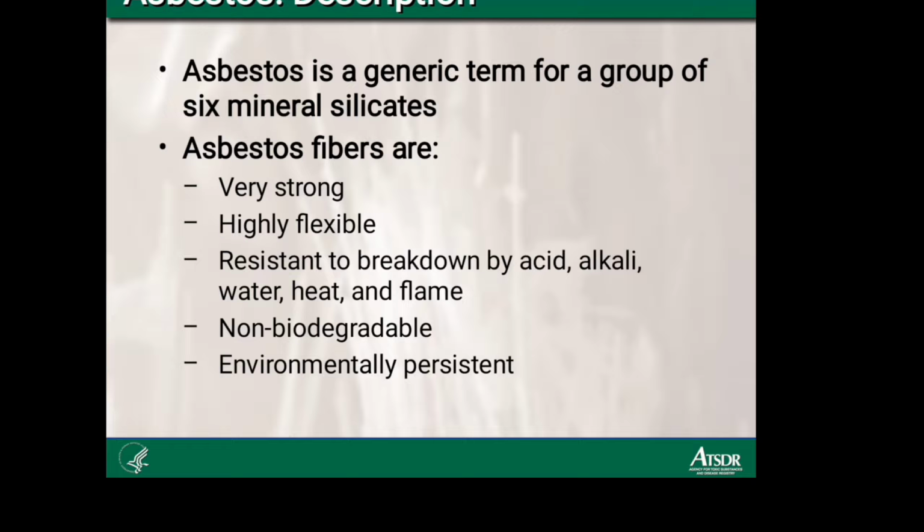So, asbestos is a generic term for a group of six mineral silicates. From here, we know that it is actually a mineral that originates from natural sources. So, we're gonna see asbestos fibers are very strong, highly flexible, and resistant to breakdown by acid, alkali, water, heat, and flame. Also, they are non-biodegradable and environmentally persistent.